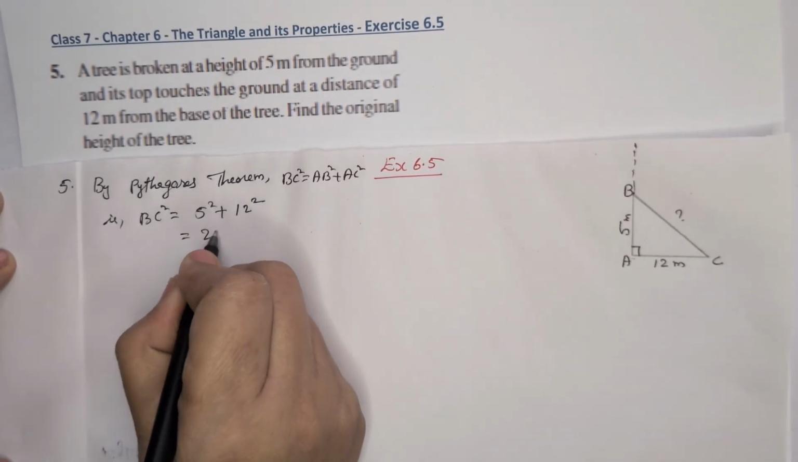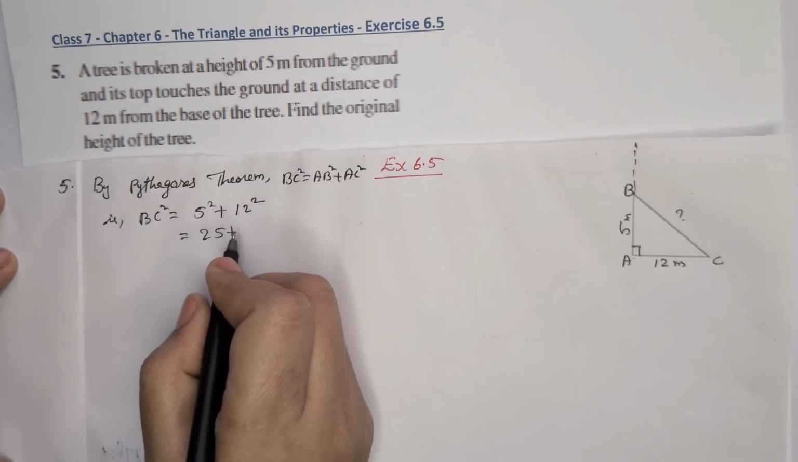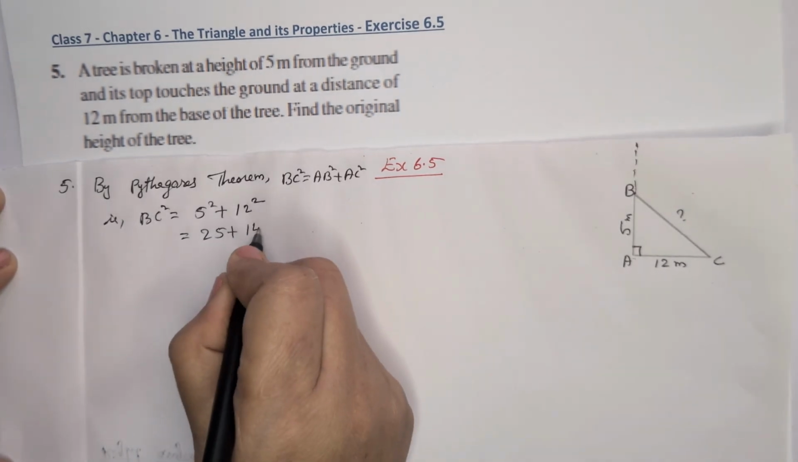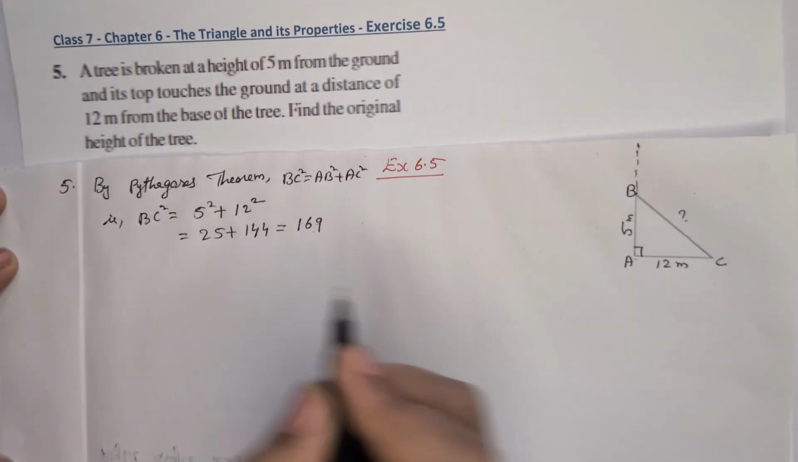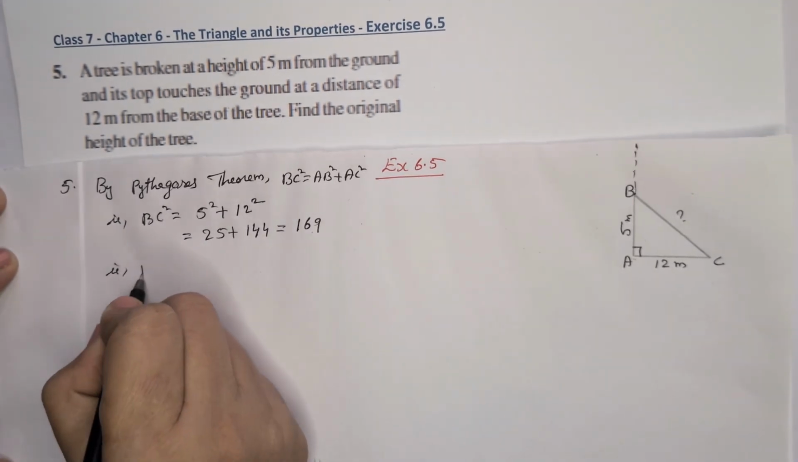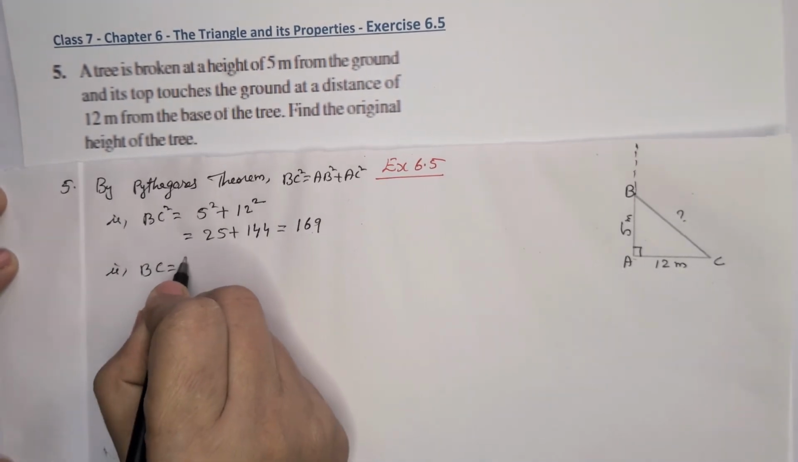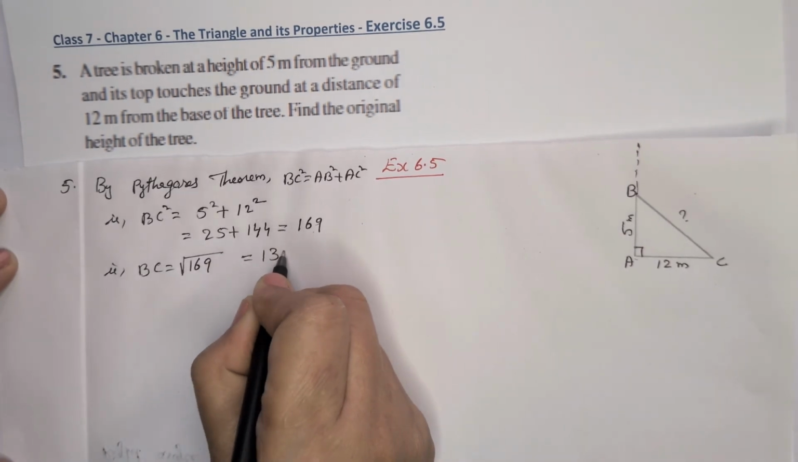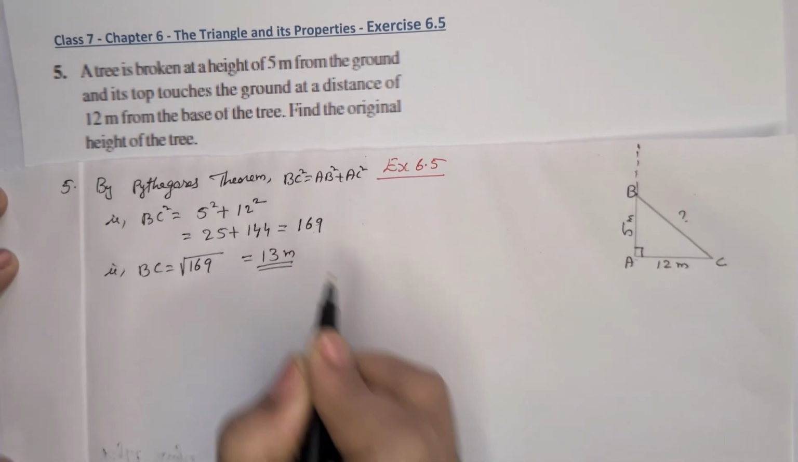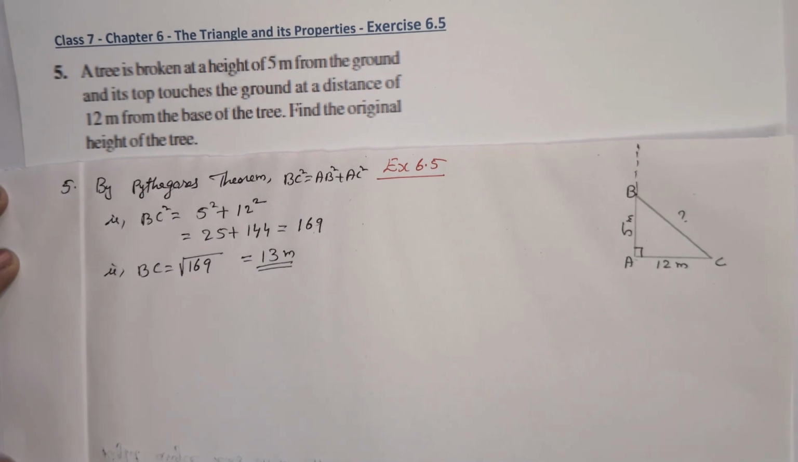So which is equal to 25 plus 12 square, 144, which is equal to 169. That is BC is equal to root of 169, which is equal to 13 meter. Now we got BC. Here the question is to find the original height of the tree.